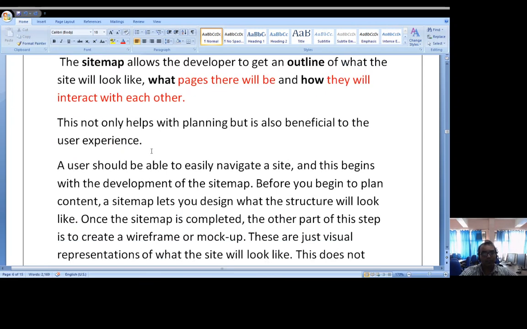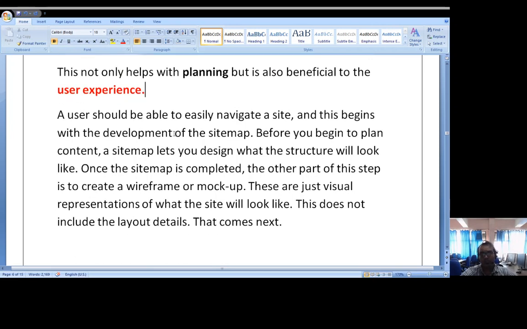This not only helps with planning but is also beneficial for the user experience. At the end of the day, we are making a website for a user only. In every phase and every effort, we need to understand how the user will think, because at the end of the day, our user is our judge, you can say that.